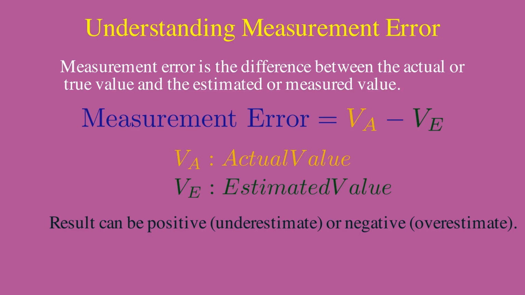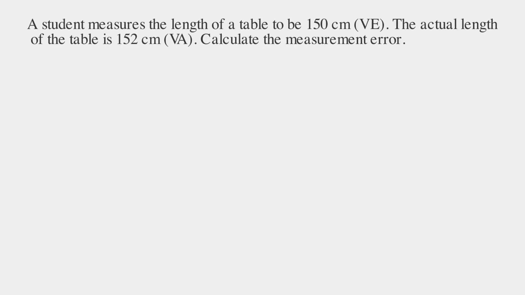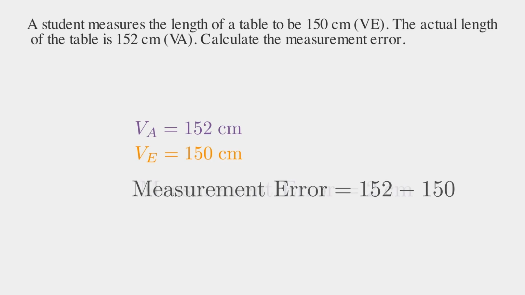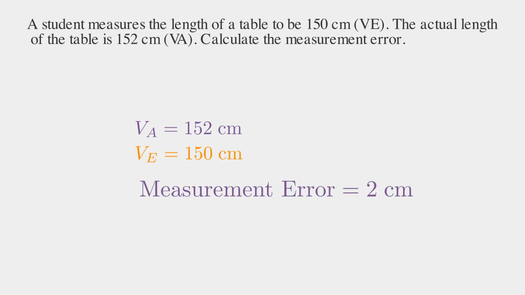Let's quickly see this in action. In example 1, a student measures the length of a table to be 150 centimeters. The actual length of the table is 152 centimeters. Calculate the measurement error. Here, V of A is 152 centimeters and V of E is 150 centimeters. So the measurement error is 152 minus 150, which is 2 centimeters. This means the measurement was 2 centimeters under the actual value, so this is an underestimate.